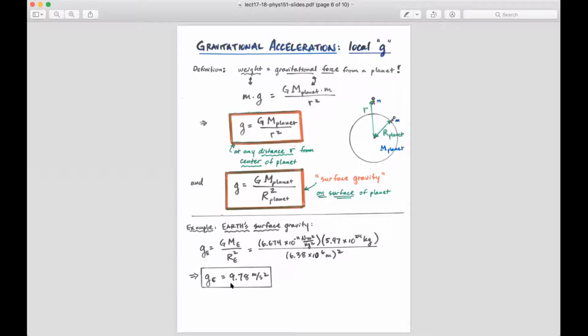Remember, this is actually the value of little g near the Earth's equator, and then it increases to about 9.82 up at the poles, and it does vary a little bit over the surface of the Earth due to the varying thickness of the Earth's crust, the fact that the Earth bulges a little at the equator, and other non-uniformities in the distribution of the mass inside the Earth.